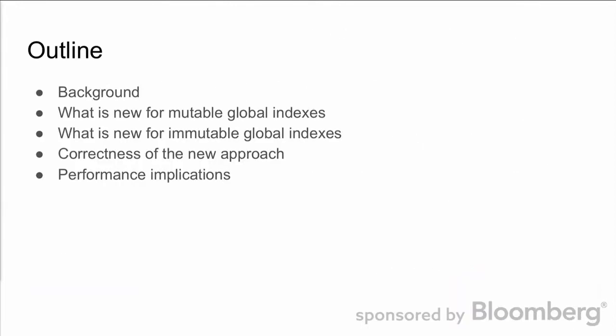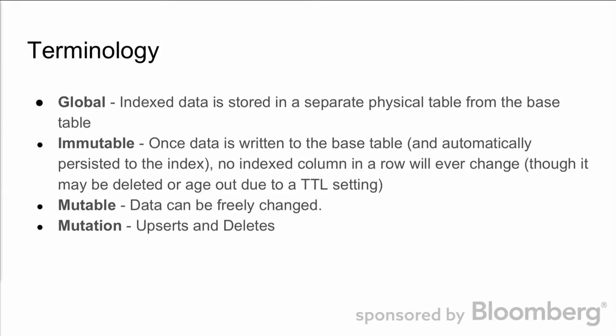Let's have a quick outline of what I'm going to talk about today. I will talk to you about how the current design for global indexes works, both immutable and mutable. And I'm going to explain what the new design is for, why we need it, and how it is different for mutable and immutable global indexes. And then we will move on to discuss why the new design approach is correct, the correctness approach. And then we will look at the performance implications.